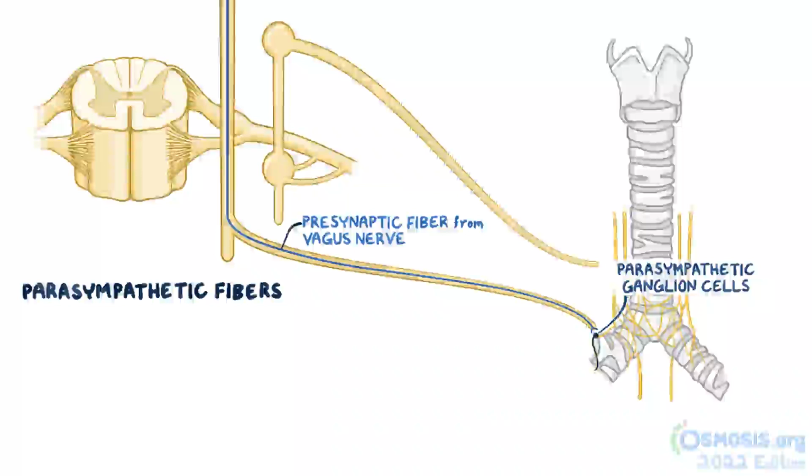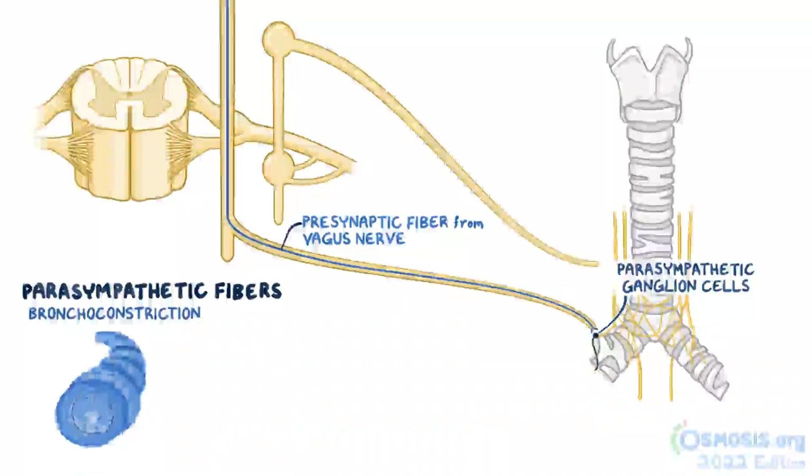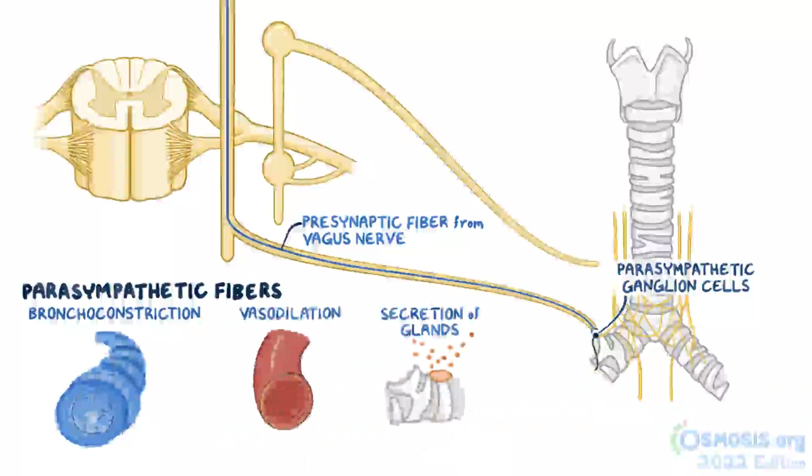The parasympathetic fibers are active during rest mode, so they cause bronchoconstriction of the smooth muscle in the bronchial tree, vasodilation of the pulmonary vessels through inhibition, and secretion of glands in the bronchial tree.